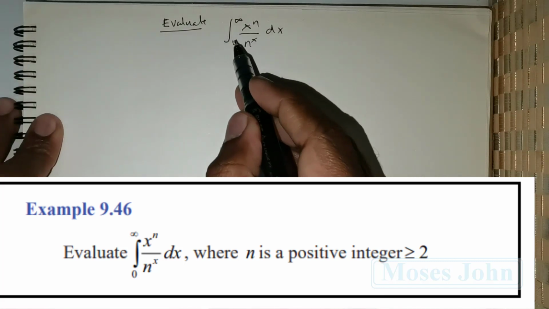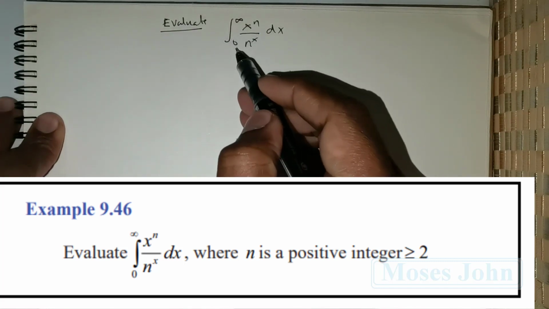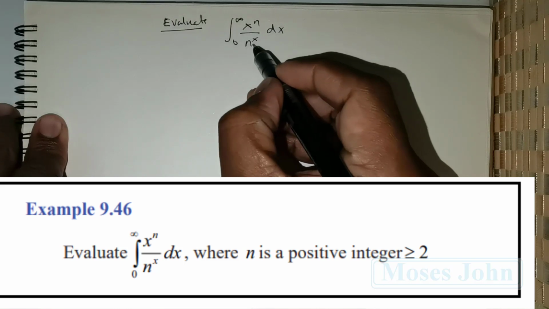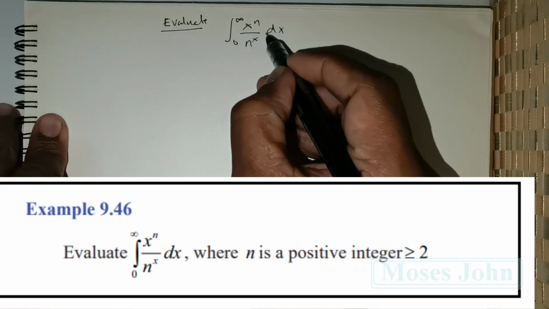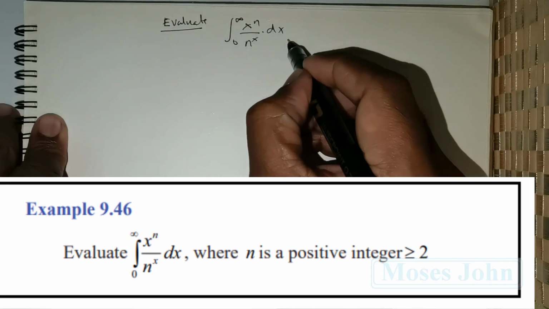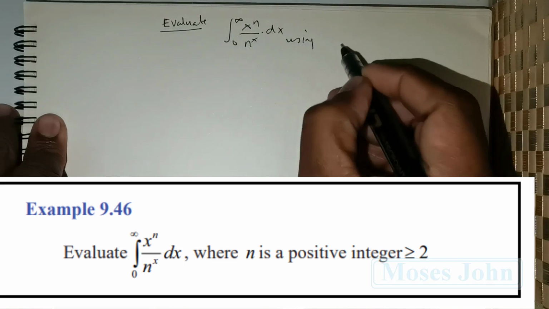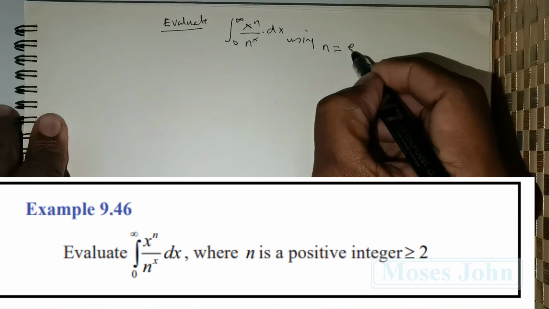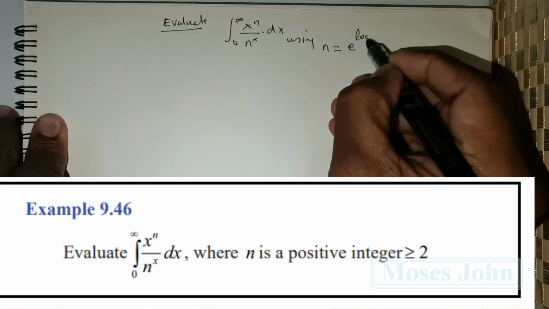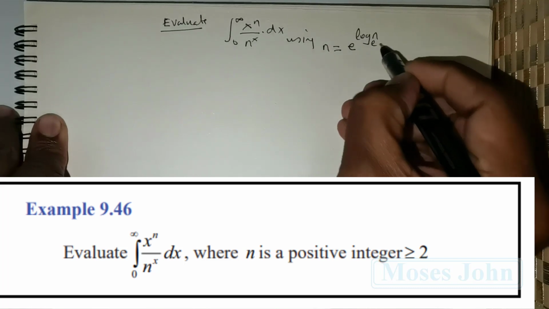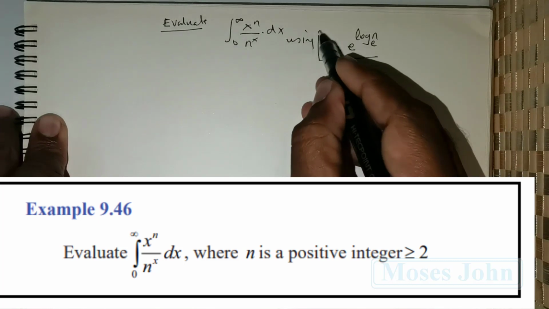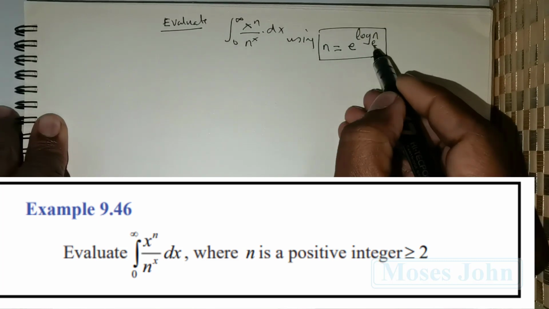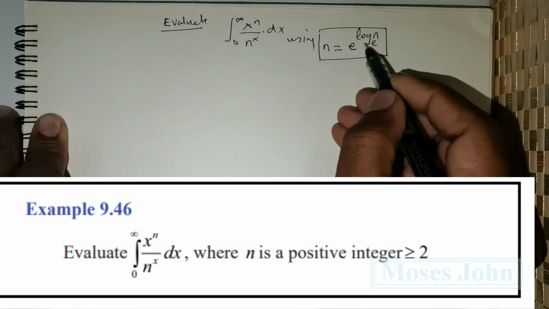Students, we are expected to evaluate the integral from 0 to infinity of x to the power n divided by n raised to the power x times dx. I would be using n is equal to e raised to the power log n to the base e. I would be applying this. Now log and e get cancelled, giving us n.